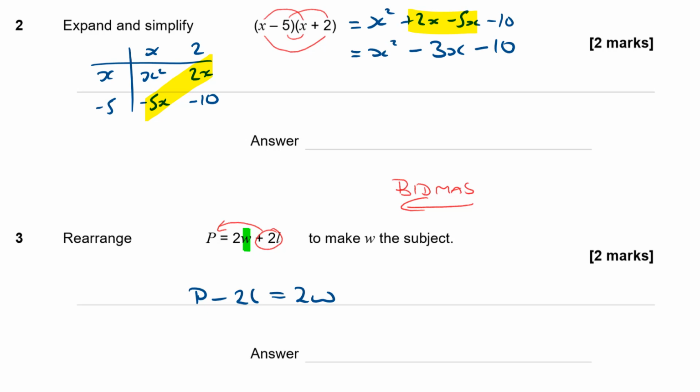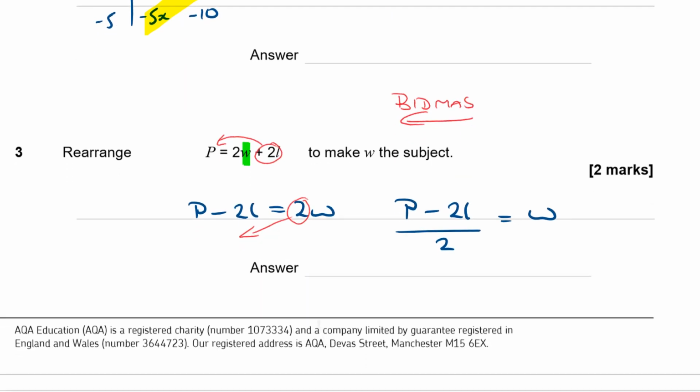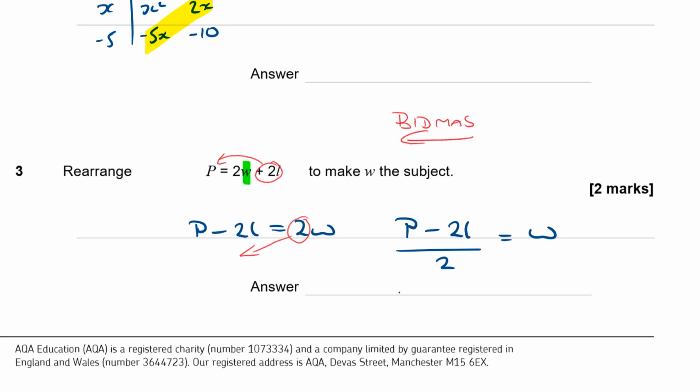Okay, and then I would have been multiplying by the 2 first, so that's going to be the last thing I move across. So the opposite of timesing by 2 is dividing by 2. So that gives me p subtract 2l over 2 is equal to w. Okay, now it's perfectly fine like that, but if you want to flip it around and write it the other way, there we go, that way around.